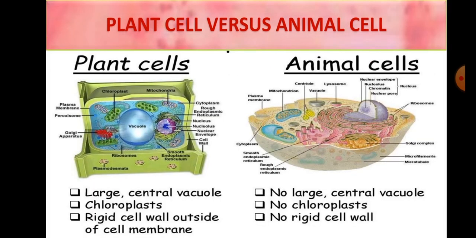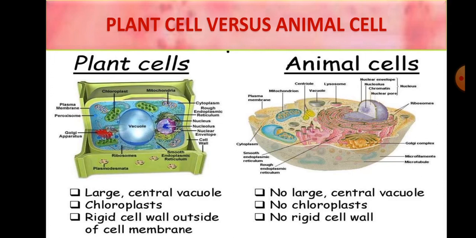With this, we come to the basic comparison, or you can say visual comparison, between the plant cell and the animal cell. In this comparison, we are going to see what all things are present in plant cells that are not present in the animal cells. First and foremost, the central vacuole, which is large, is not present in the animal cell but is present in the plant cells. Then chloroplasts are present in plant cells, but there are no chloroplasts in animal cells since they do not need to prepare their food.